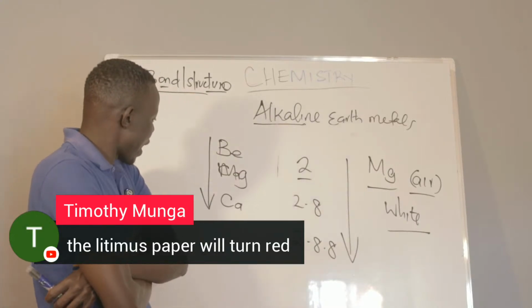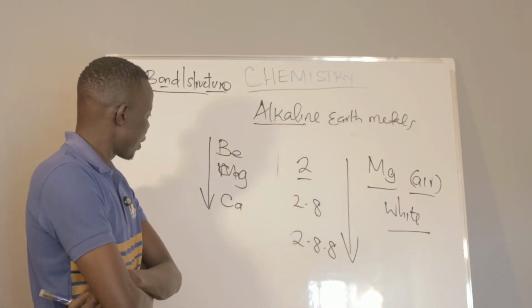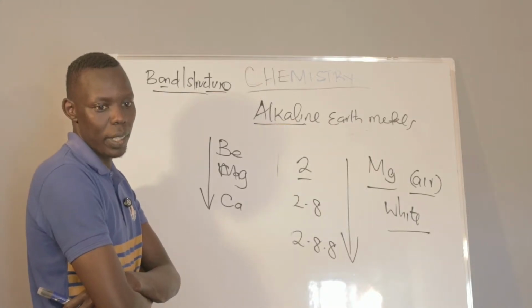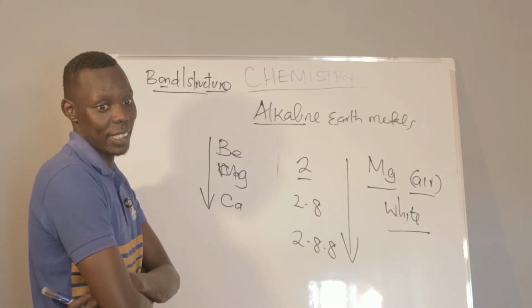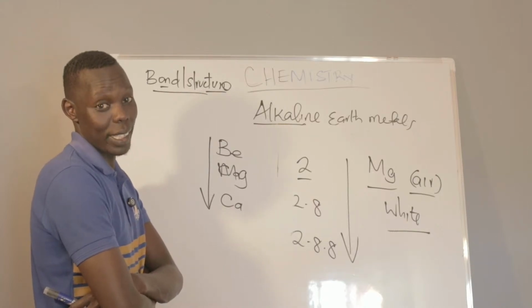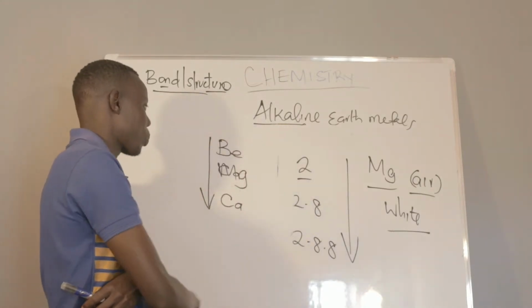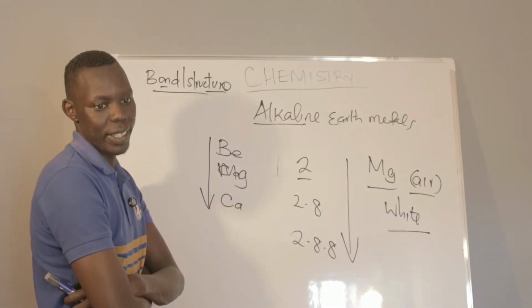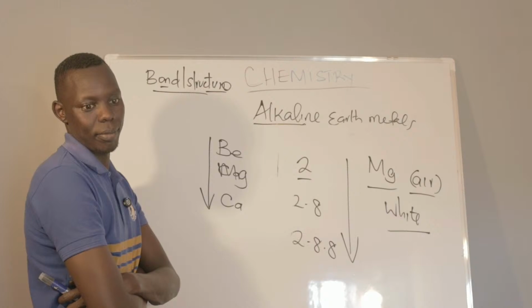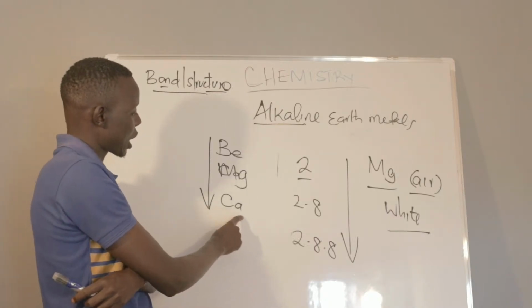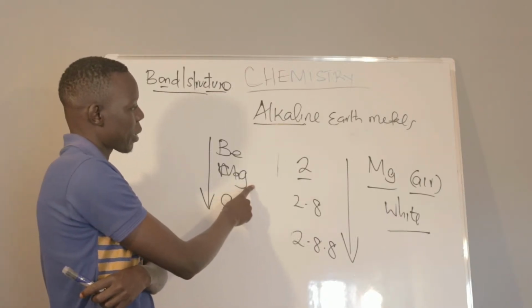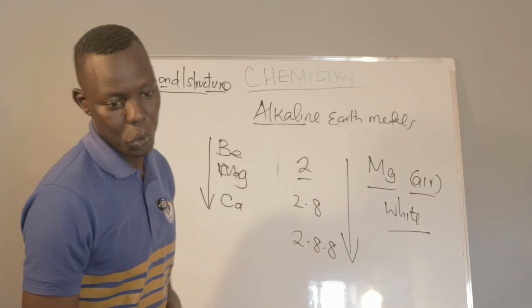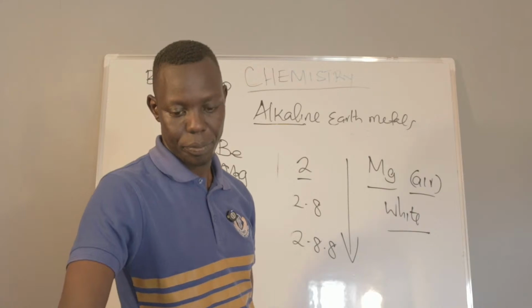As you move down the group, the rate of reaction increases. Why? As you move down the group, the ease of losing the outermost electron also increases. So calcium is more reactive than magnesium, and magnesium is more reactive than beryllium. That's what I wanted you to know.